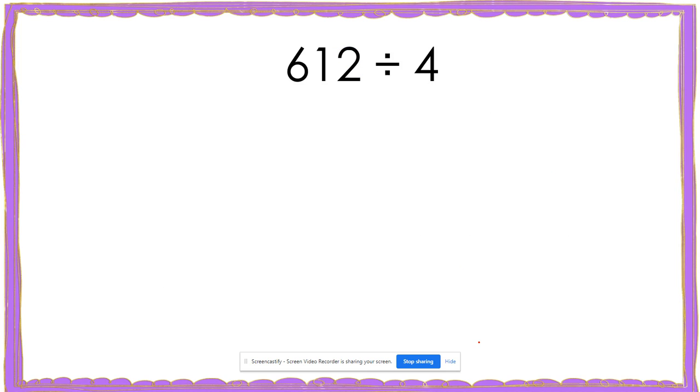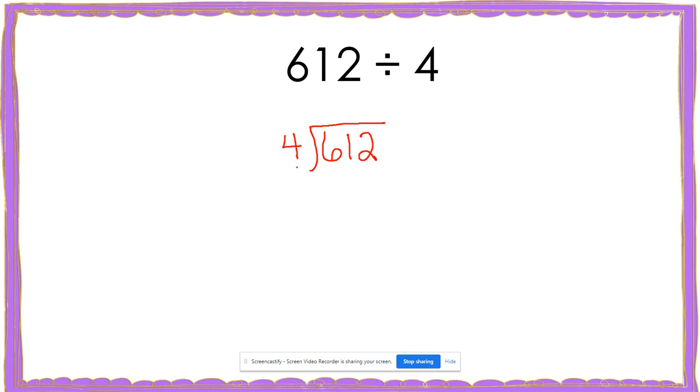Let's look at the problem 612 divided by 4. If I want to solve this using long division, I'm going to start by writing my dividend of 612. I'm going to place my dividend inside of the long division symbol. And I'm going to put my divisor of 4 on the outside. I'm going to divide every digit in my dividend by my divisor of 4. So I'll start with 6.